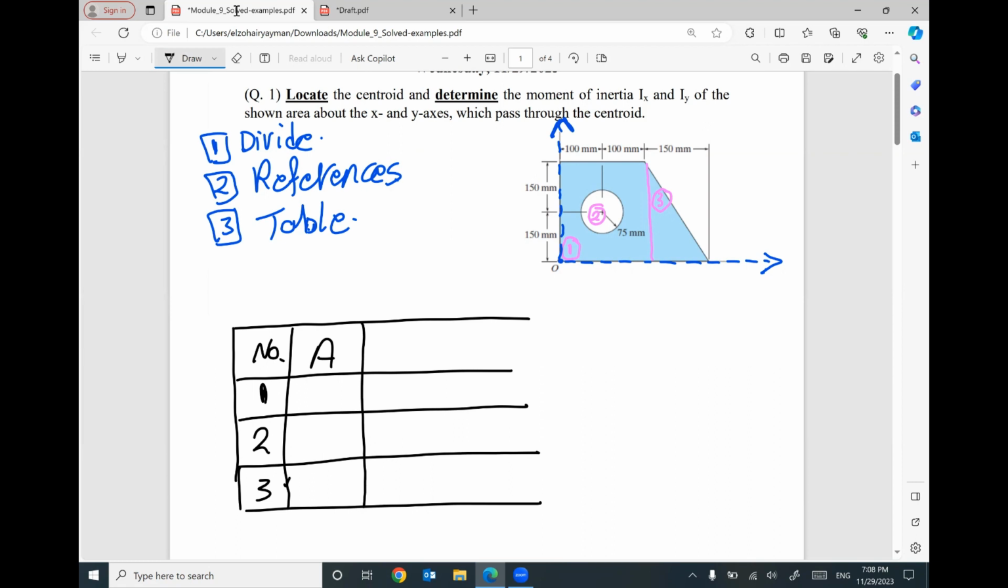So I have my calculator. The area of the first part is, this total distance is 300 millimeter, and this distance is 200 millimeter. So the total area will be 300 times 200 equals 60,000.